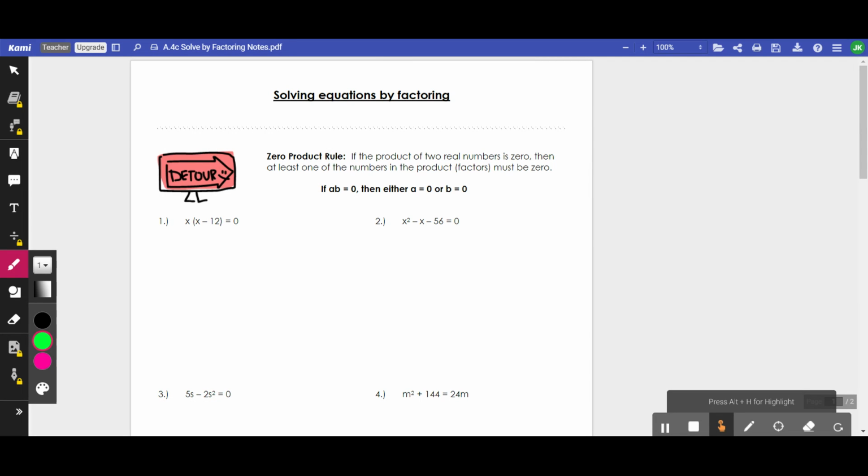So today you're learning how to solve quadratic equations by factoring. And remember last week you learned how to solve them by graphing. So when you're solving them by factoring, you're going to use what's called the zero product rule.